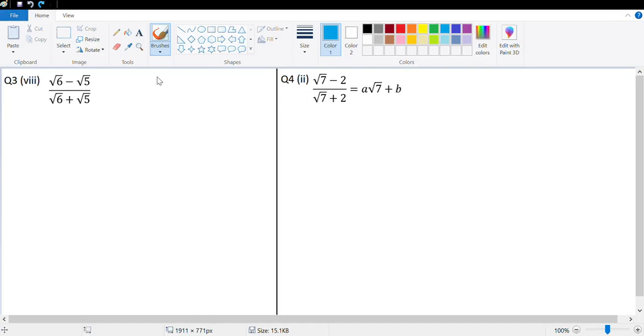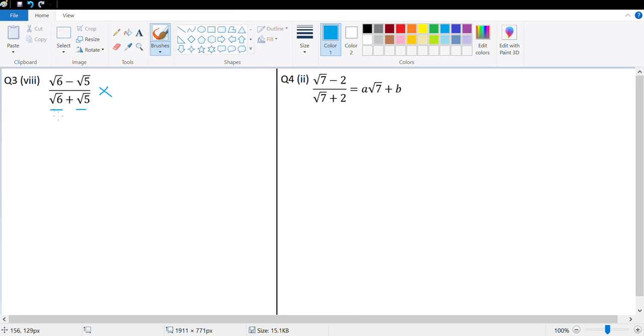Hi guys, let's look at the homework questions for exercise 1C. It says question number 3 part 8. It says rationalize the denominator of. So if you remember, when we rationalize, what we are basically trying to do is remove the irrational numbers from the denominator by looking at the formula x plus y into x minus y.